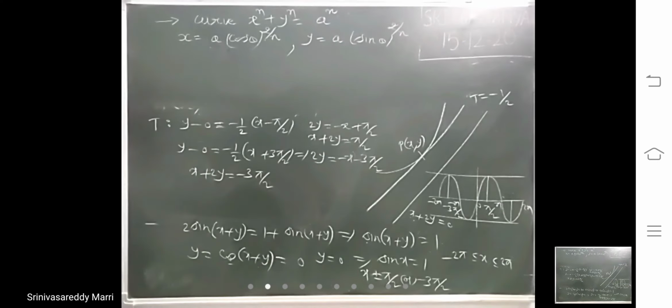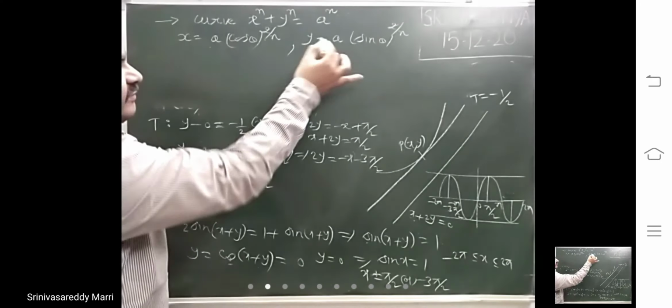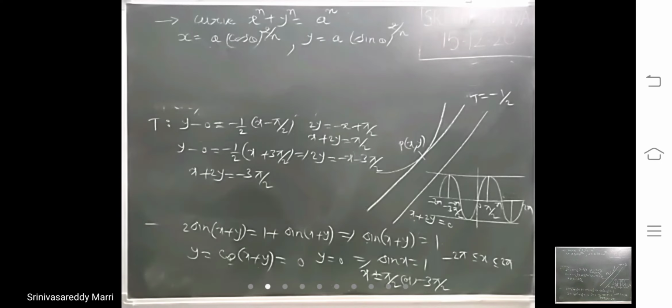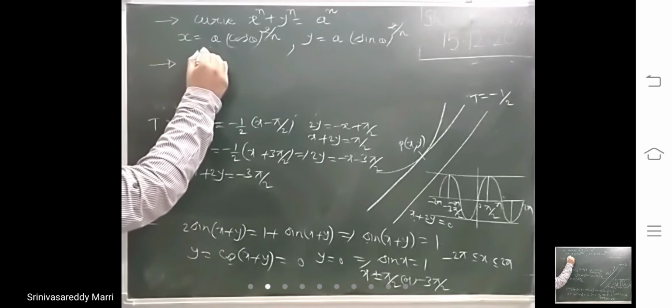This is called any point on the curve. When the curve is like this, if you take x and y like this, it is easy to calculate derivative as well as tangent equation. Some formulas you have to remember.